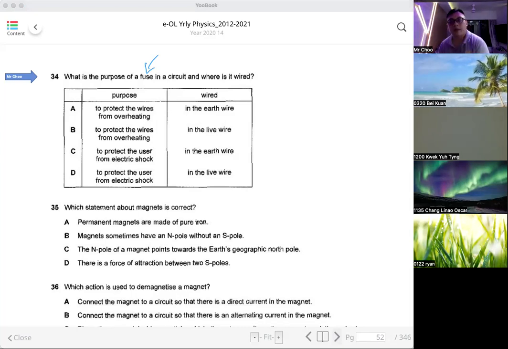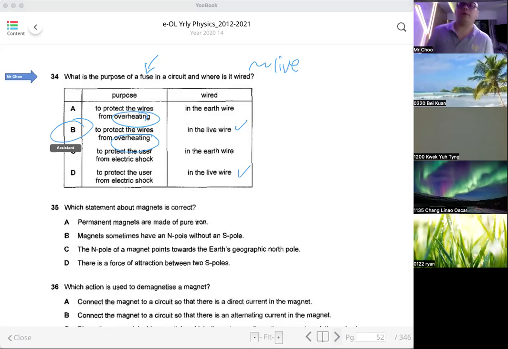Qiao Xing, well done. Okay, a fuse is to make sure that you don't get too high a current flowing into your appliances. If your current is too high, the fuse will burn. You'll cut off the current. Why? Because when current is too high, it may overheat the wire or your electrical appliances. Understand? And remember, all your safety devices should be wired at the live wire. So live wire will be correct. So for this question, the answer is B. Is that clear?